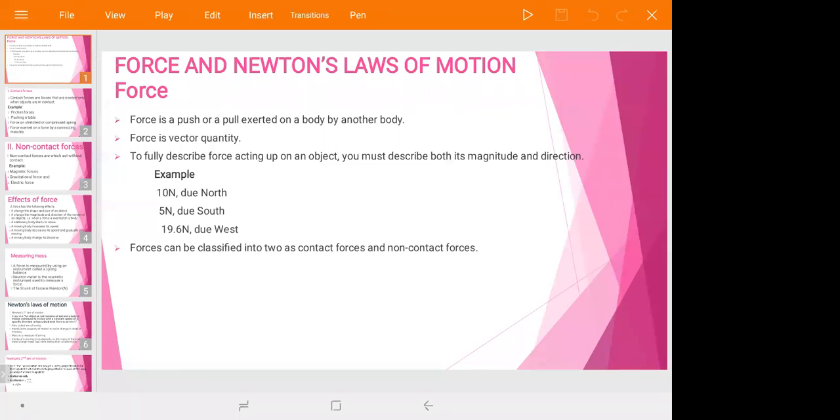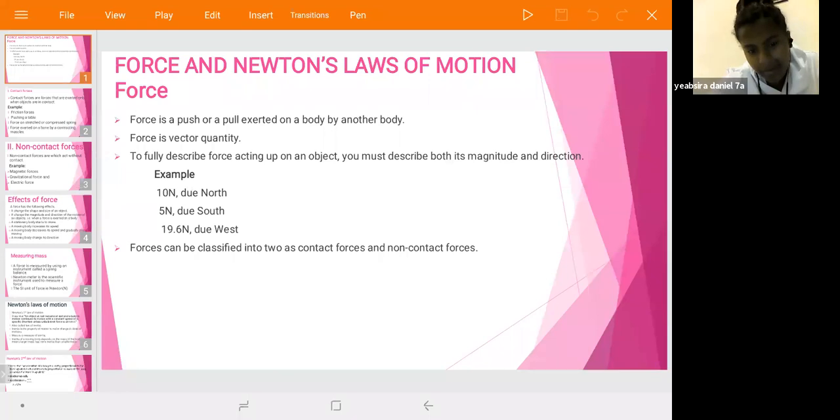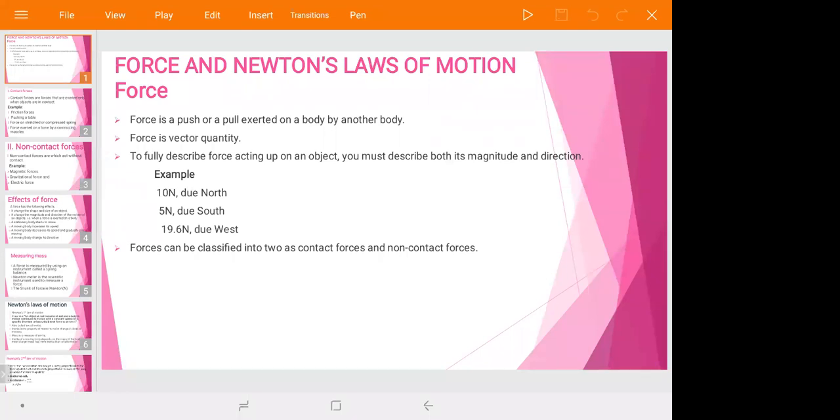In our discussion today, we are going to start a new chapter about force and Newton's laws of motion. That means chapter 3. Under this one, we are going to see the definition of force, types of force, and Newton's laws of motion.